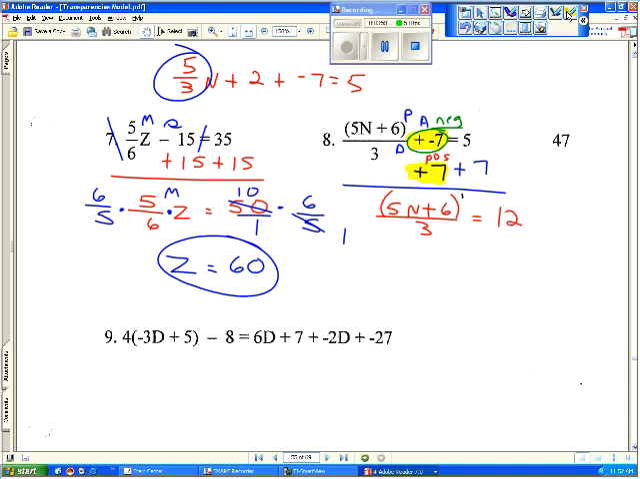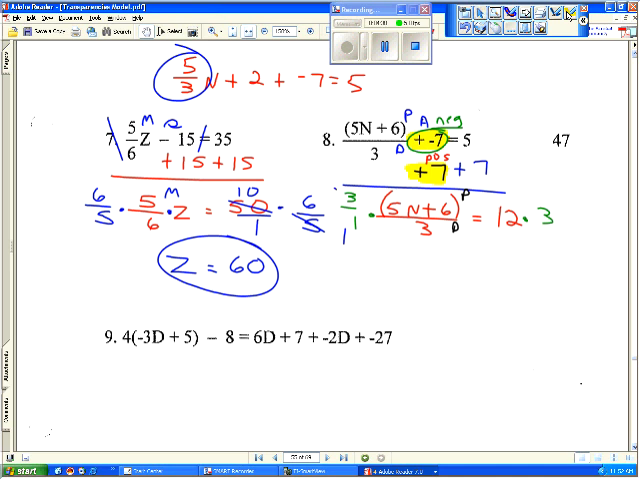Now my operations are parenthesis and division. Which of those two do you undo first? Division. What undoes division? Multiplication. So we multiply both sides by 3. This side's a fraction, so we want to do it as a fraction. This side is a whole number, so we do a whole number. But we're multiplying both sides by 3 to undo division.